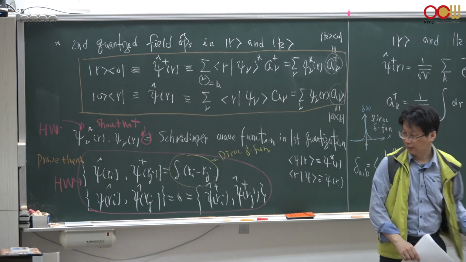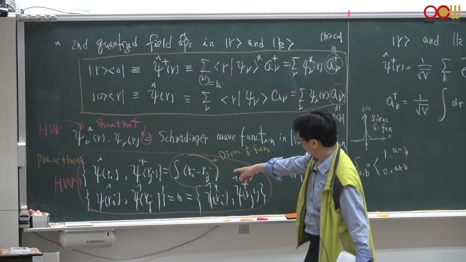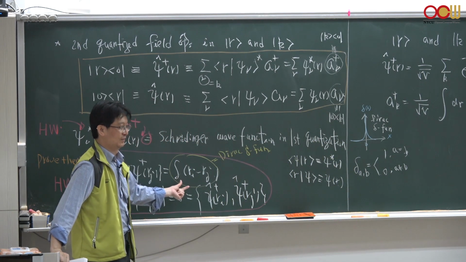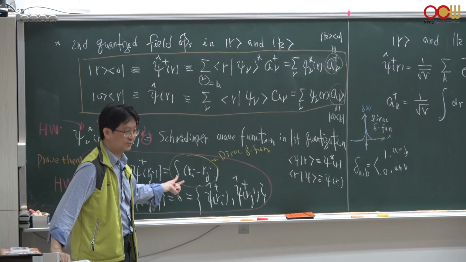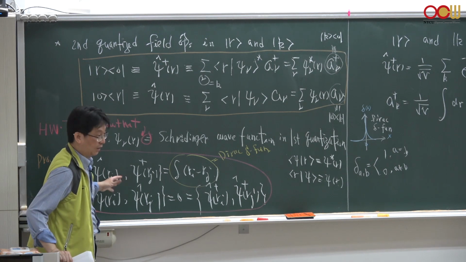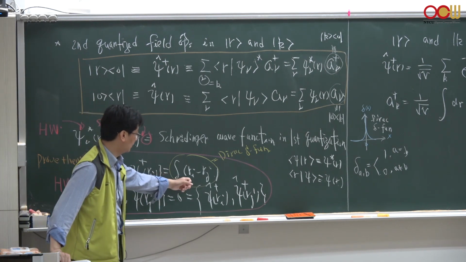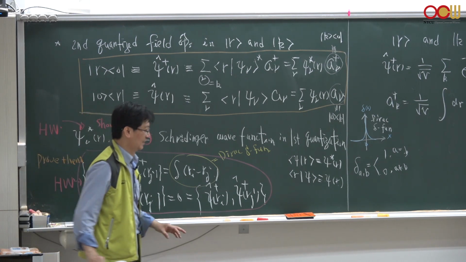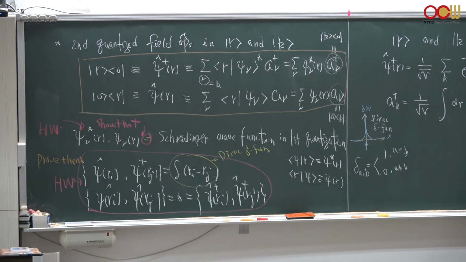And the only non-trivial property here is that you should reproduce this Dirac delta function by Fourier transforming the operators in K space to the real space, and this Dirac delta function appears. So there are two homeworks. It's just simple algebra.